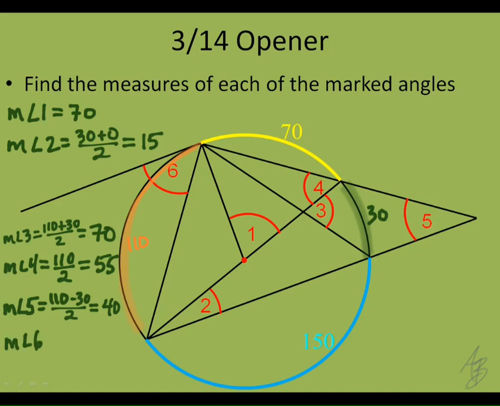Same as angle 4, because angle 4 intercepted the exact same arc. In fact, any inscribed angles that intercept the same arc are going to be the same, right? Because if they intercept the same arc and you divide by 2, you're going to get the same thing every time. So it doesn't matter where the vertex is as long as it's on the circle. If it intercepts that arc, it's going to be 55 degrees.